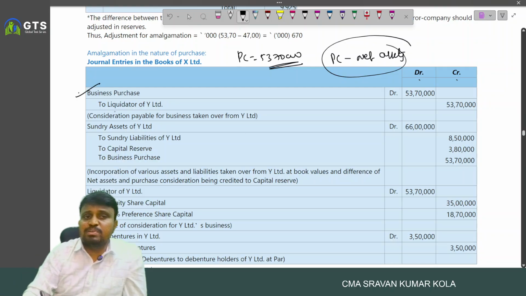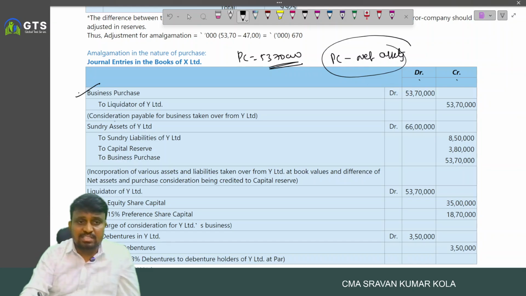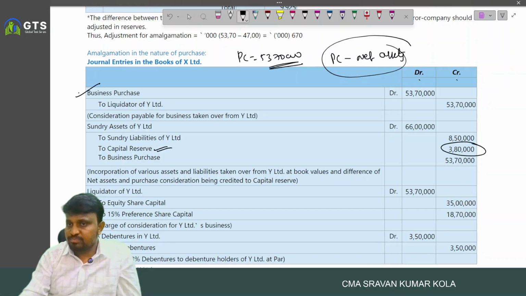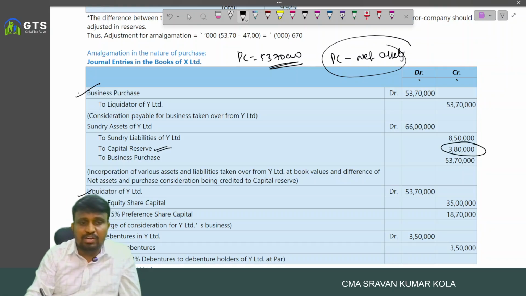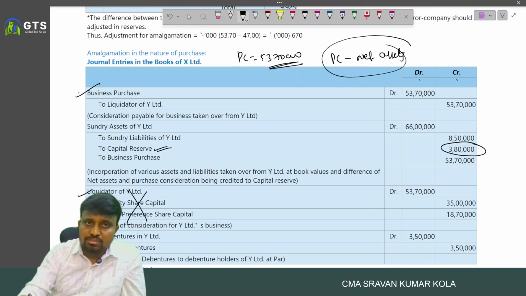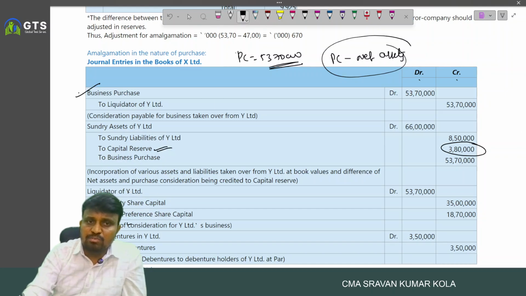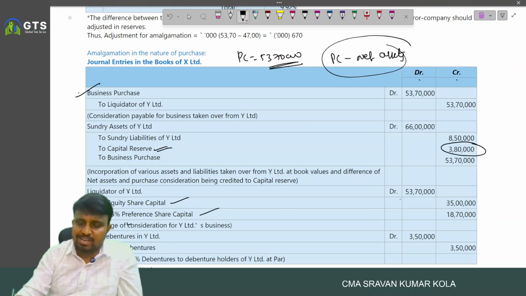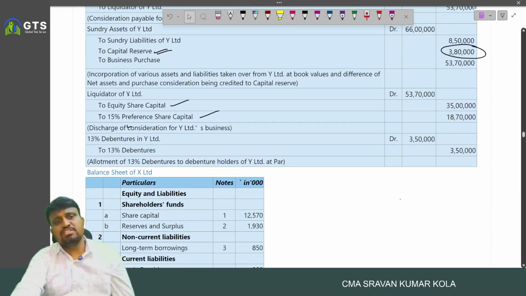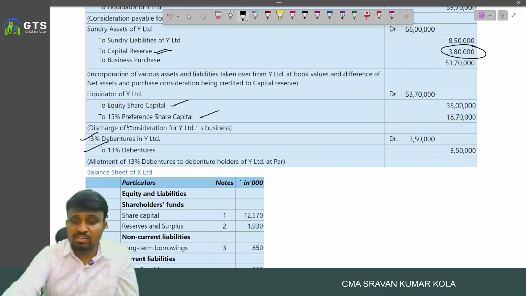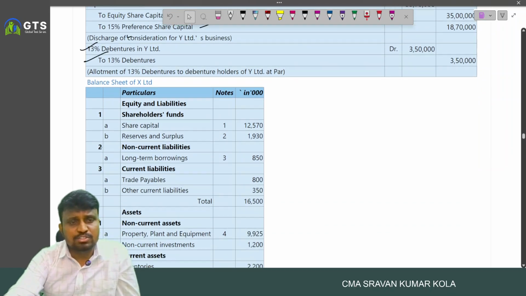And what is the entry? Business purchase to liquidator, and assets to liabilities to business purchase, to capital reserve, and liquidator. And next entry is what? Liquidator of Y Limited account debited to equity share capital, to preference share capital. And here debentures are converted, 13% debentures to 13% debentures. Okay, and next we have to write the balance sheet.